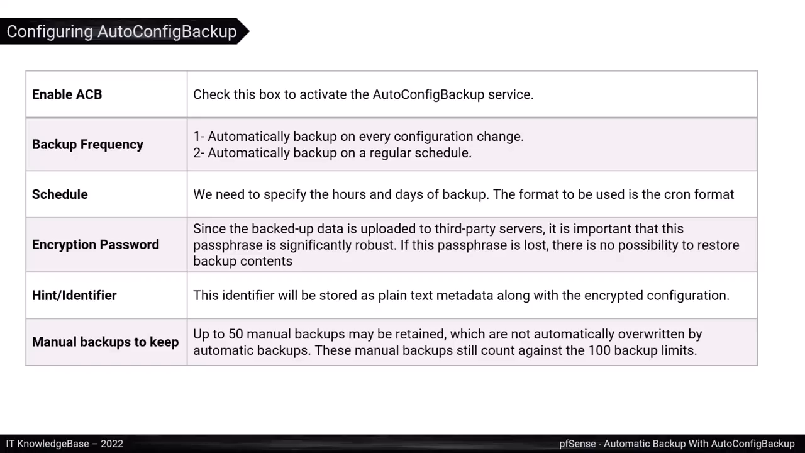Enable ACB. Check this box to activate the AutoConfig Backup service. Backup frequency. Two options are available. Number 1, automatically backup on every configuration change. This is to perform a backup on every configuration change.